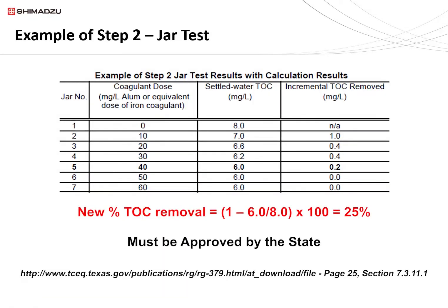For example, in the jar test, column 1 is the jar number, column 2 is the alum added, column 3 is the treated TOC, and column 4 is the reduction in TOC. Notice in jar 5 at 40 ppm of alum added, the TOC removal was only 0.2 ppm, which is less than the 0.3 ppm reduction. This is the PODR, so the new removal rate is calculated as 1 minus the ratio of TOC removal divided by TOC initial, multiplied by 100 to give percentage. Notice the value is 25%. The step 2 removal rate must be approved by the state.